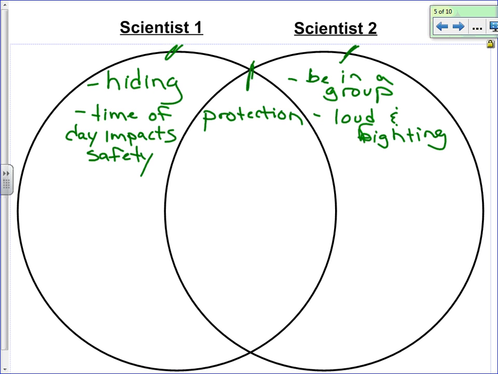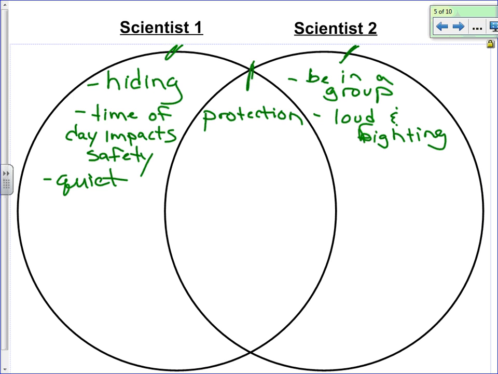Where else would we put something here? Anybody think of anything that pertains to both of them, that they would agree on? What if I said the phrase, which scientist thinks that a quiet zebra is a protected zebra? Scientist 1. Scientist 1, fantastic. Because you don't want a zebra making a lot of noise or else the hiding goes away. So the zebras over here you'd expect to try to be quiet. Another one for both of them would be that they both blend in.